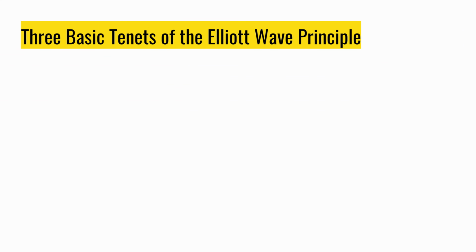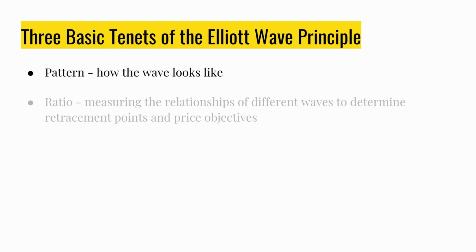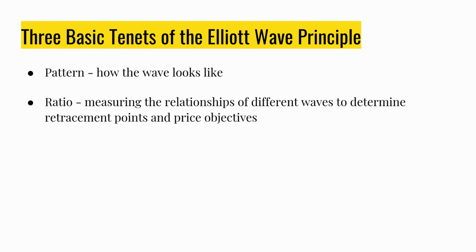Let's start off with the basics of the Elliott Wave Theory. There are 3 basic tenets. I'll be merely defining them in this section of the video, but they will be covered in a more complete fashion in the rest of the series. The first component of the Elliott Wave principle is patterns. This means how the price action of the trend looks. The price action of certain parts of the trend will be referred to as a wave. The next component is called a ratio. This measures the relationship between different waves to determine retracement points and price objectives. The final component is called time. This confirms the wave patterns and ratios as they need to be done in a certain amount of time. If what I said makes no sense, don't worry because I have an image that explains all of it.